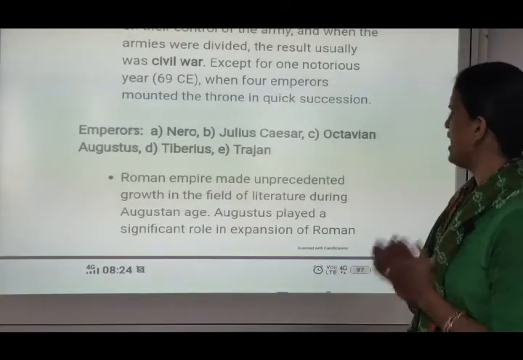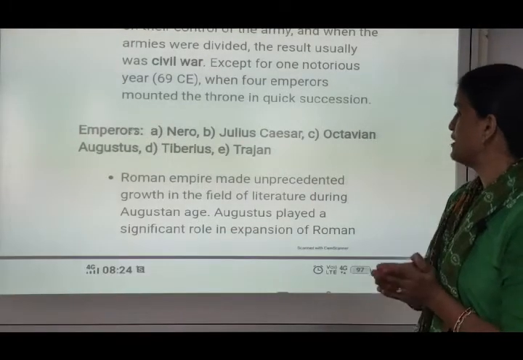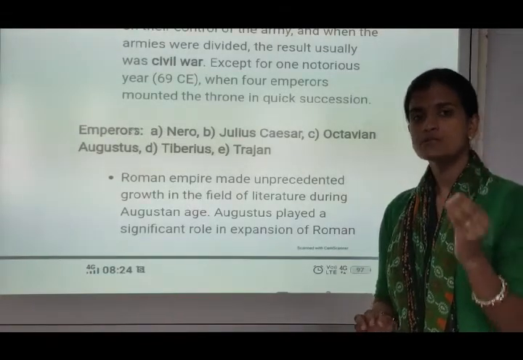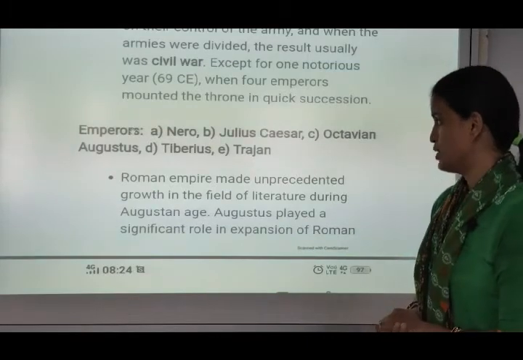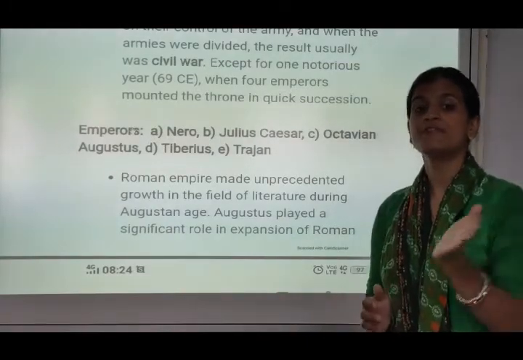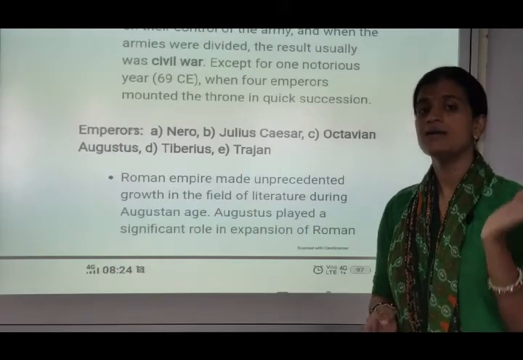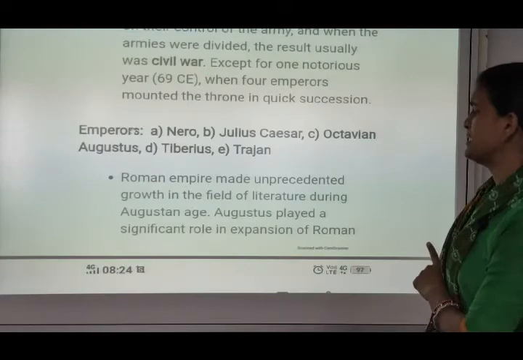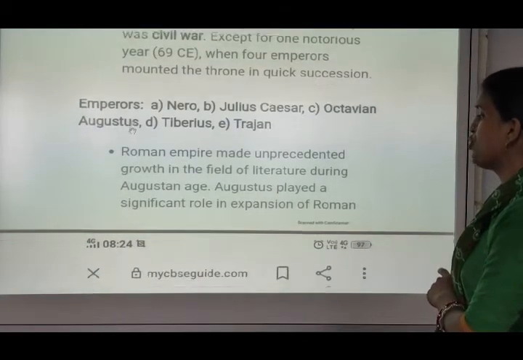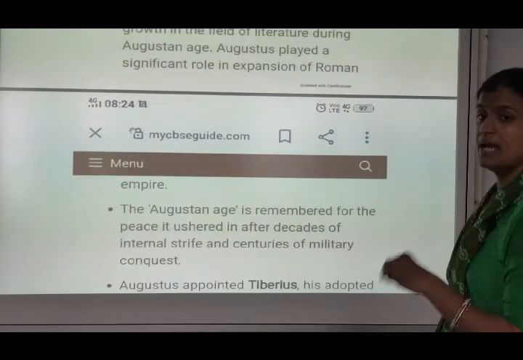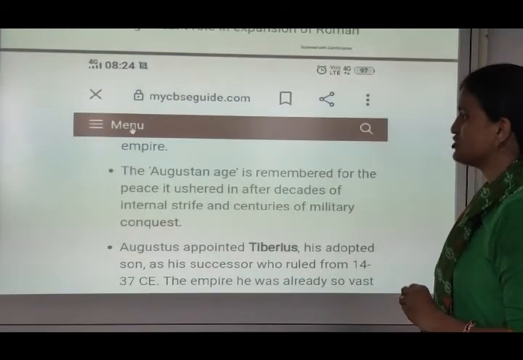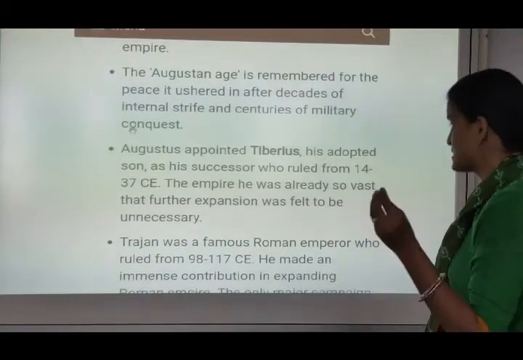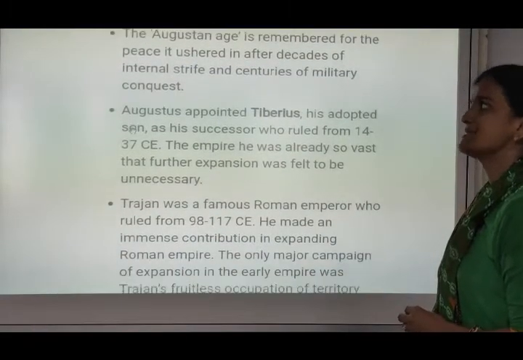The Roman Empire made unprecedented growth in the field of literature during the Augustan age. Now when Augustus was the emperor of the Roman Empire, what happened? The Roman Empire grew in the field of literature. It means there was a lot of development in the field of literature. Augustus played a significant role in the expansion of the Roman Empire. He spread the Roman Empire in such a way that a developed or successful Roman Empire could be stagnant.